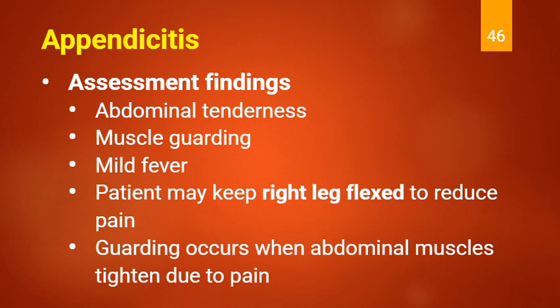During assessment, patients often exhibit abdominal tenderness and muscle guarding. Guarding occurs when the abdominal muscles tighten involuntarily in response to inflammation and pain. Some patients may also position themselves with the right leg flexed because extending the leg stretches the abdominal muscles and increases discomfort. Recognizing these physical findings helps nurses identify possible appendicitis early.